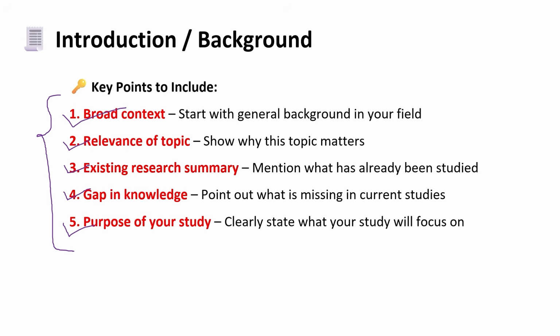First you have to start with the general background in your field, and then you need to introduce your topic. Then maybe in the second paragraph or next part you have to show why this topic matters, maybe its national and international significance. And then in the next part you need to write effectively about the existing research summary, meaning what kind of research has been carried out globally under that topic, and based on that literature review you need to identify literature gaps. Those you need to present under gap in knowledge. And based on this part you have to justify your research topic, meaning what is the purpose of your study.